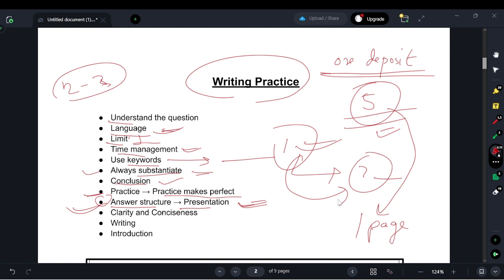And there should be clarity and conciseness in your answer. Your answer should be concise. It should not be one whole big paragraph. It should be in points or small paras. You should follow that.